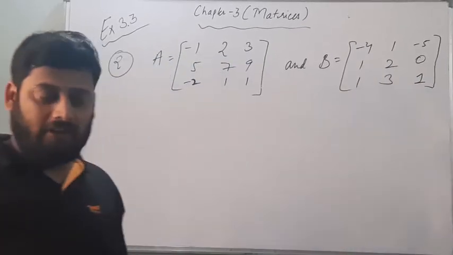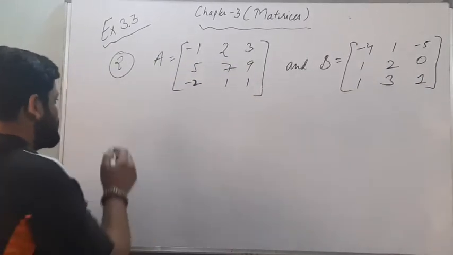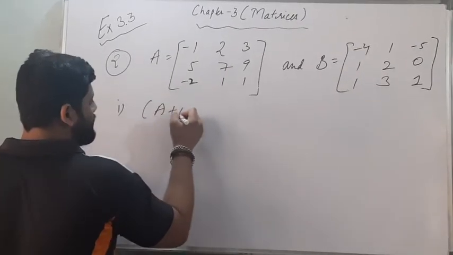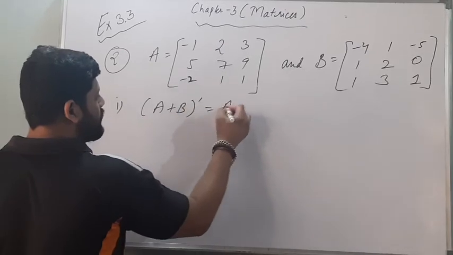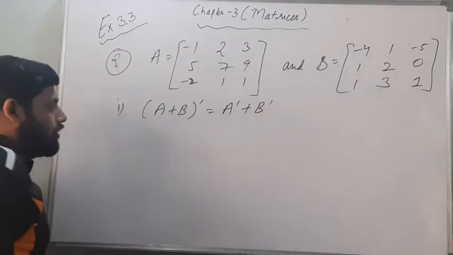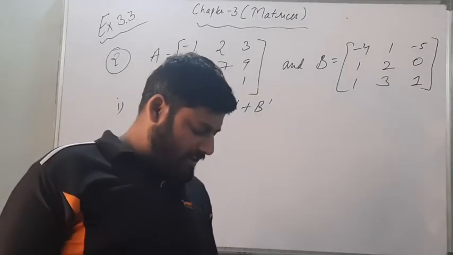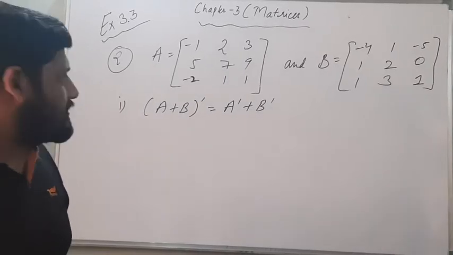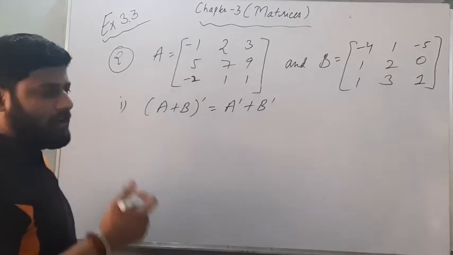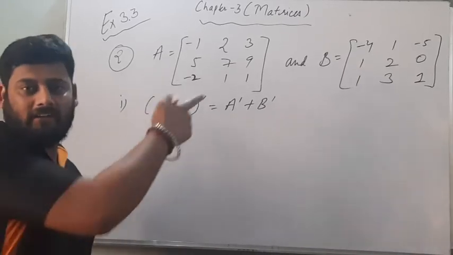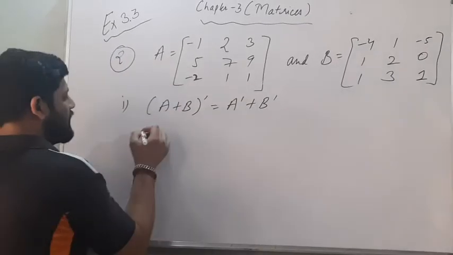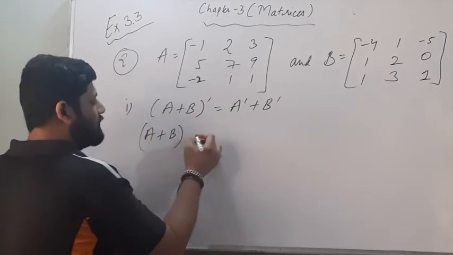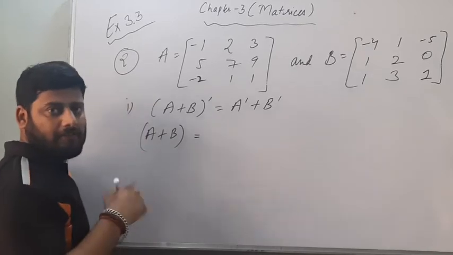So these two matrices have been given to us, and in the first part they have asked us that (A plus B) transpose is equal to A transpose plus B transpose. So we have to verify this, that LHS equals RHS. LHS को equal हमें दिखाना है RHS के. So simply, first we'll find the LHS, then we'll find the RHS. So LHS is (A plus B) transpose. So first we will find A plus B, then we will find the transpose.